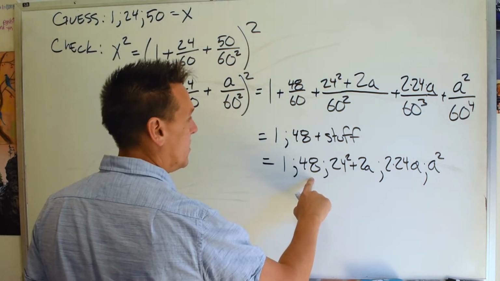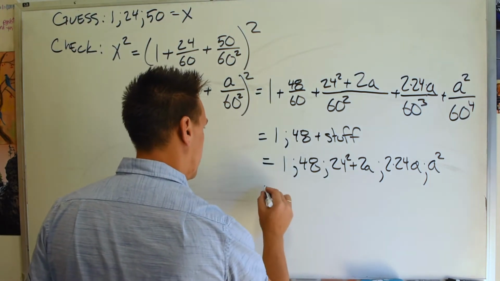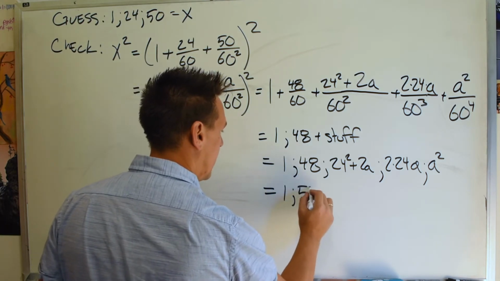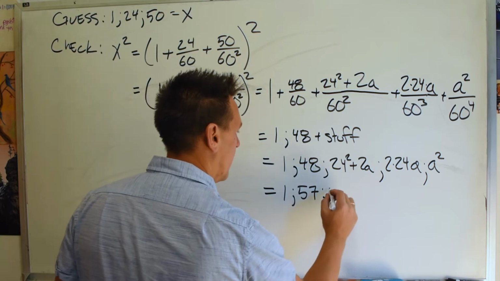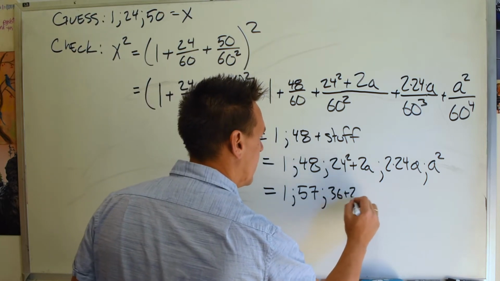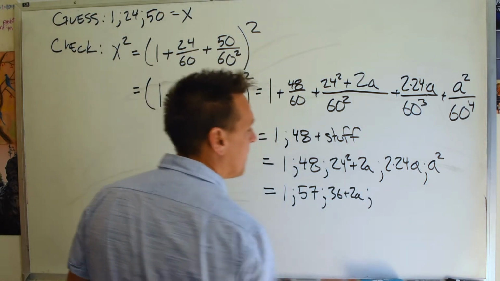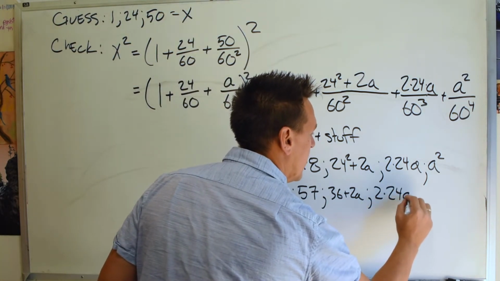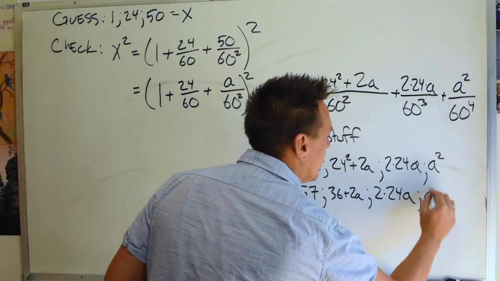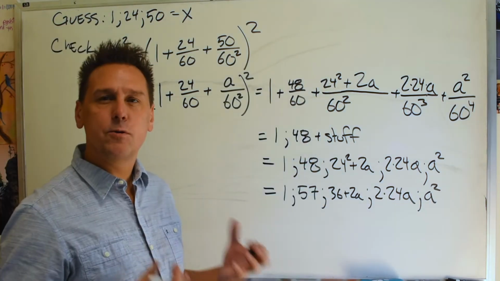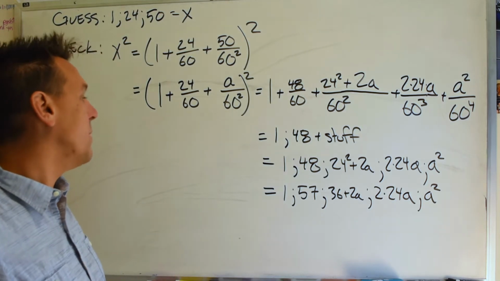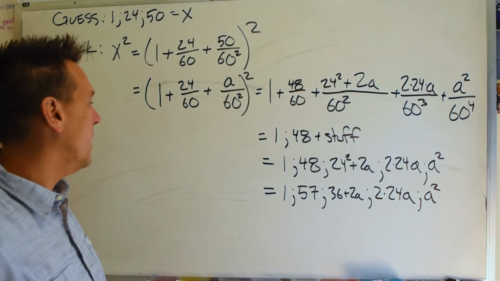And then there's 36 left over. So maybe I will start out by writing this as 57, and then 36 plus 2a, and then 2 times 24 times a, and a squared. Now that will do a lot of the work ahead of time for me, so I don't have to do it every single time I plug in a new a.